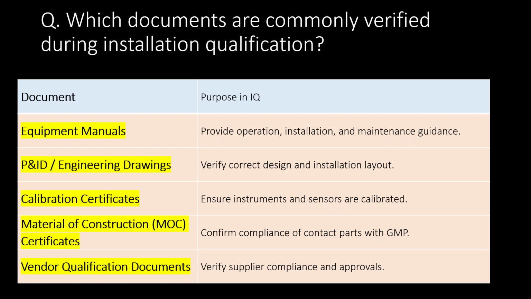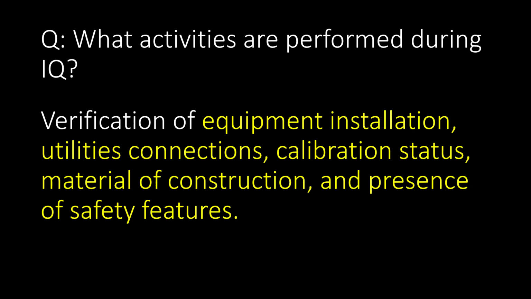Which documents are commonly verified during installation qualification? Equipment manuals, P&ID diagrams or engineering drawings, calibration certificates, material of construction, that is MOC certificates, and vendor qualification documents are the documents that are very commonly referred or verified during installation qualification. What activities are performed during IQ or installation qualification? Verification of equipment installation, utilities connections, calibration status, material of construction, and presence of safety features.